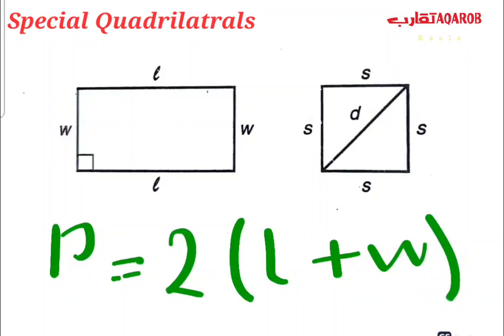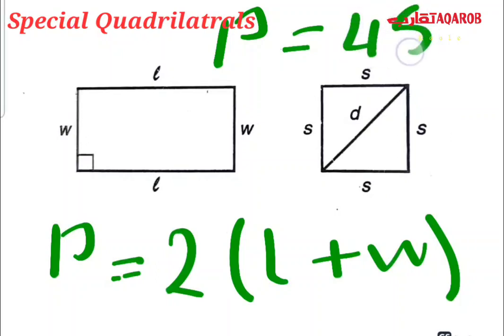Now the perimeter for the square equals the sum of the lengths of its sides. So here the perimeter for the square equals the first side plus the second plus the third plus the fourth. So the perimeter equals 4 times S.